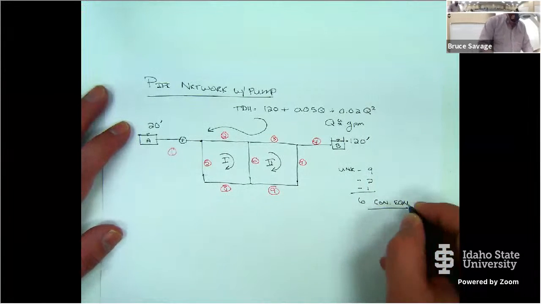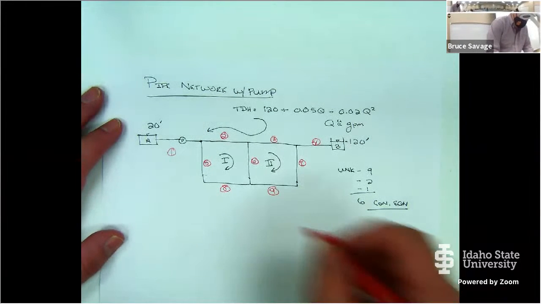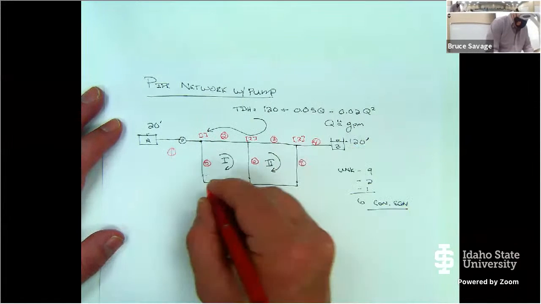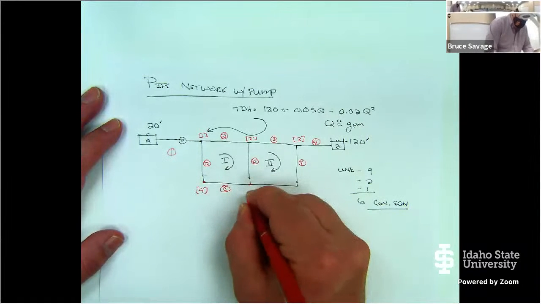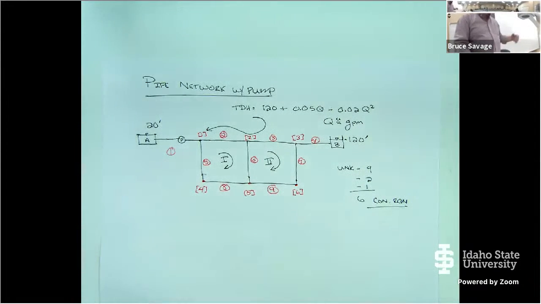And fortunately, I have 1, 2, 3, and put a 4 down here, 5, and 6 nodes. So plenty of nodes for continuity, plenty of nodes for energy equation, pseudo loop to solve this problem.